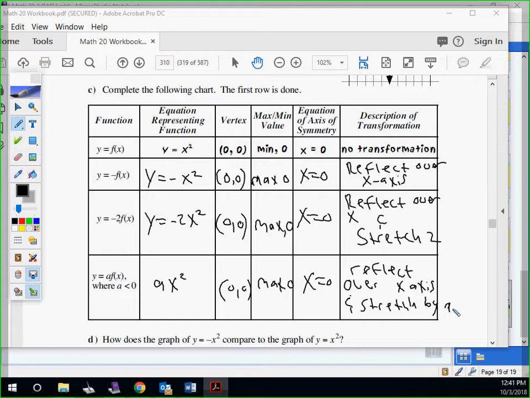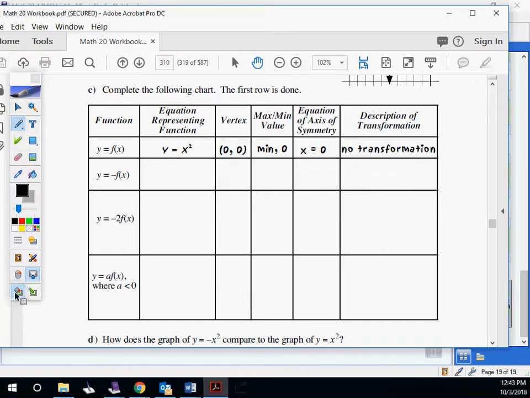Okay, so you just got your Gavin. We're talking about reflections. What makes the graphs flip? A negative out in front of your x squared makes the graph flip. All right, so let's finish at the bottom of this page here.